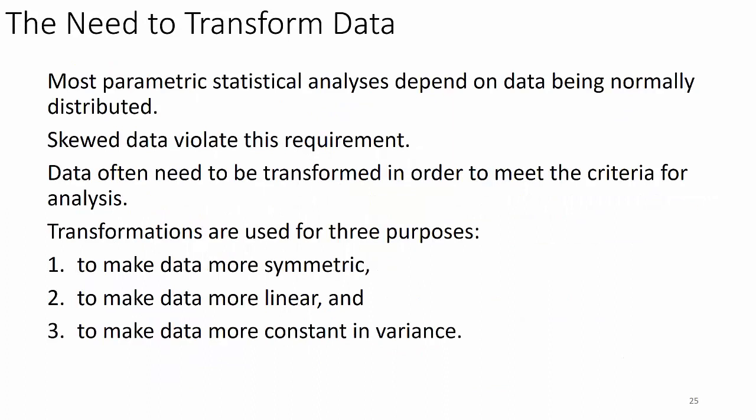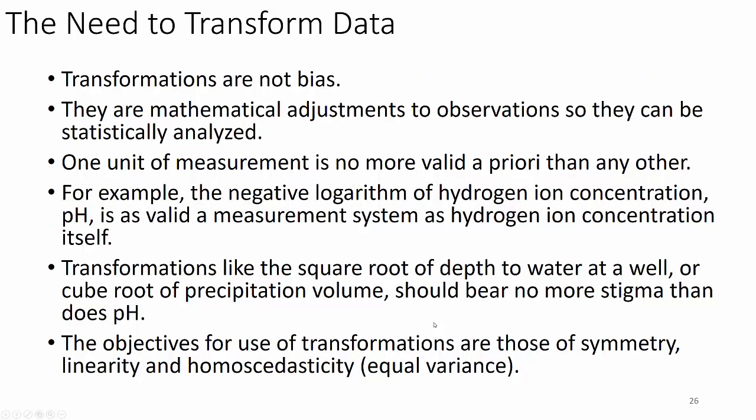Most parametric or probabilistic statistical analyses depend on data being normally distributed. The z-tables we use for calculating probability distributions are based upon normal distributions. Skewed data violate this requirement. Data often need to be transformed in order to meet the criteria. Transformations are used for three purposes: to make the data more symmetric, to make the data more linear, and to make the data more constant in variance. High degrees of inconsistency and variance can also make data non-comparable.